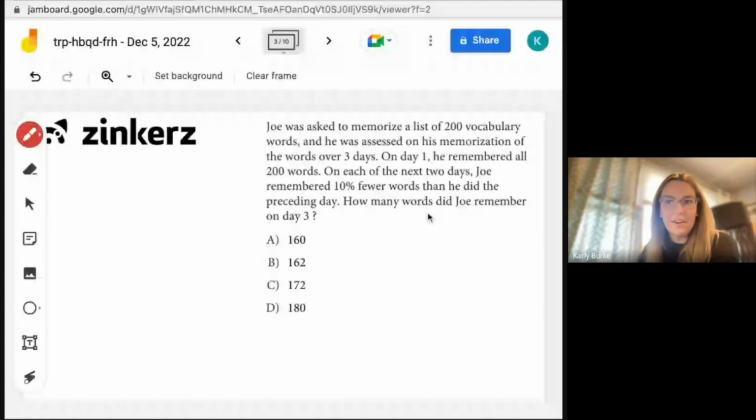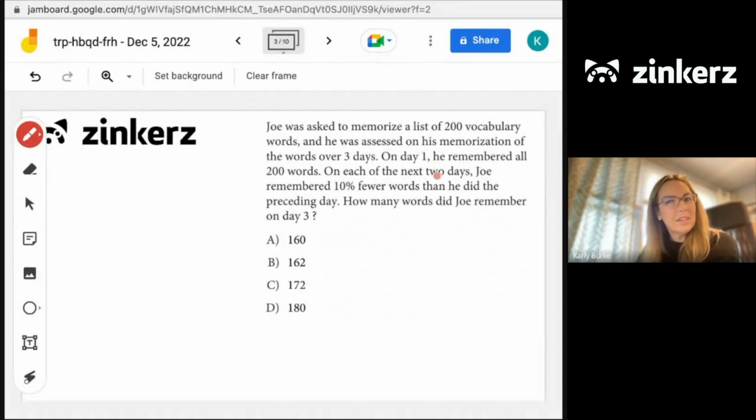One thing that shows up on the SAT a lot is these word problems that have to do with percents. So not only is it challenging to figure out what they're asking, you also need to know how to do percent increase and percent decrease. Let's take a look at this problem.